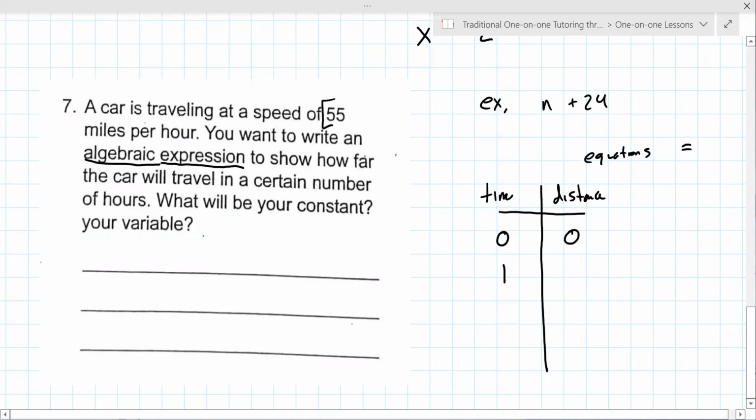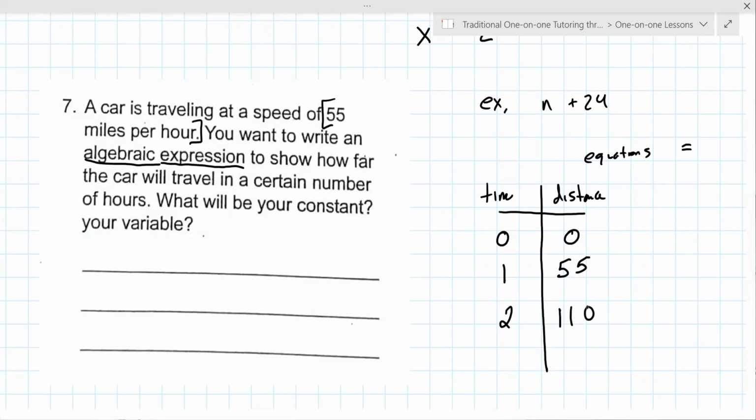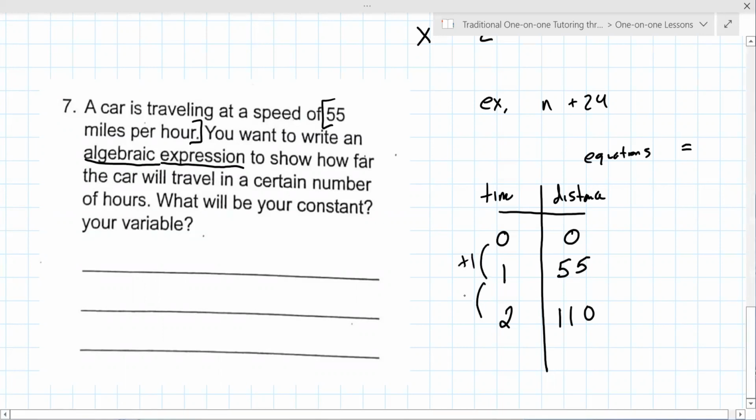Probably 55 miles. 55 miles. How about after 2 hours? 110. 110. Good. Okay. So the formula here, which is a little bit hard to come up with, but you can see that the numbers on the left are going up by the same amount each time, and the numbers on the right are going up by the same amount each time. Yeah. So the distance is your rate times the time.